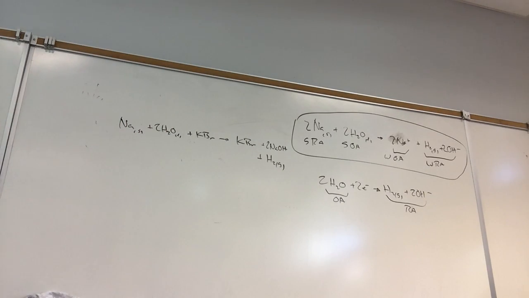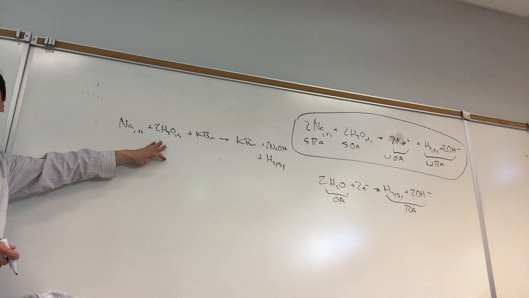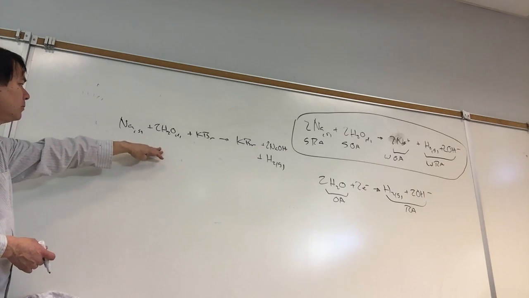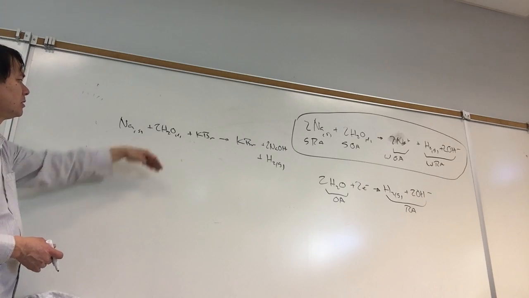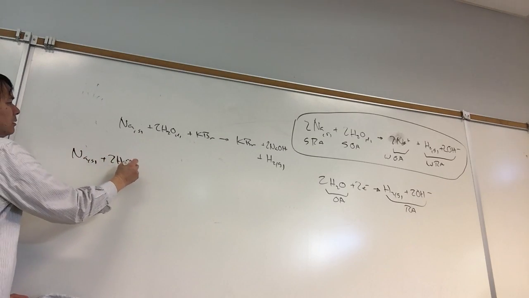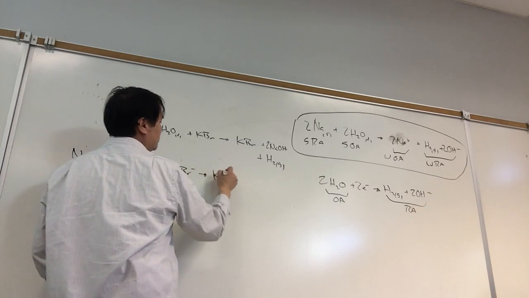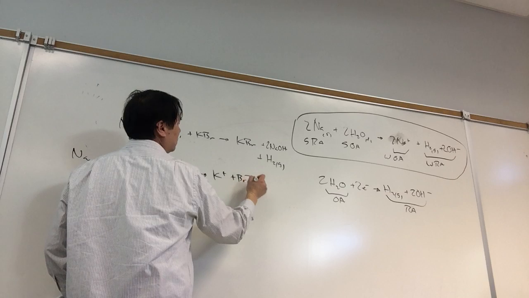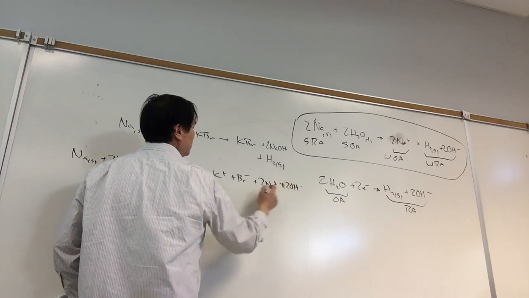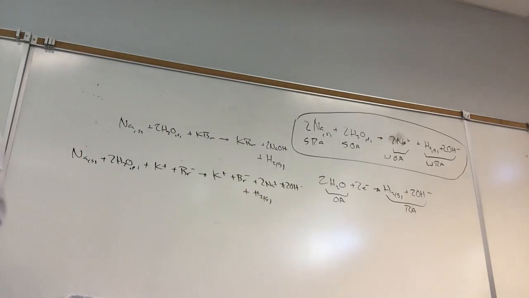And the ionic equation, this is something you guys don't have to do, you recognize. But some people might get bored or something and want to know something a little bit more. So you could do the ionic equation here. The ionic equation would be sodium solid plus 2H2O liquid plus potassium ions plus bromide ions yields potassium ions, bromide ions, 2 sodium ions, 2 hydroxide ions, and H2 gas. That'll be the ionic equation.